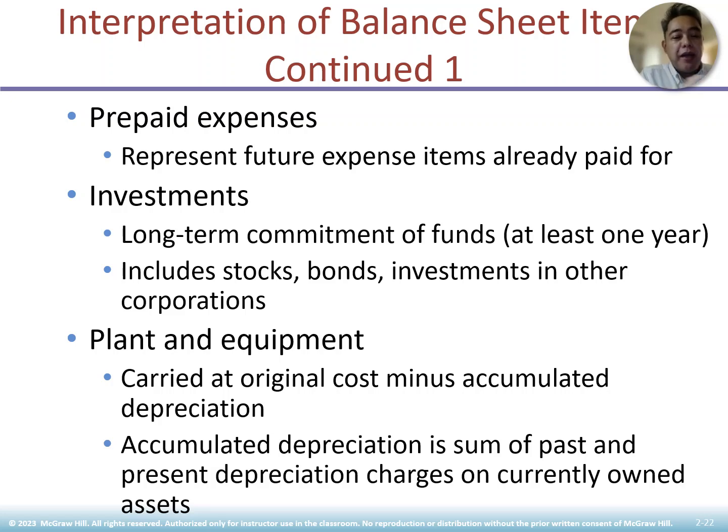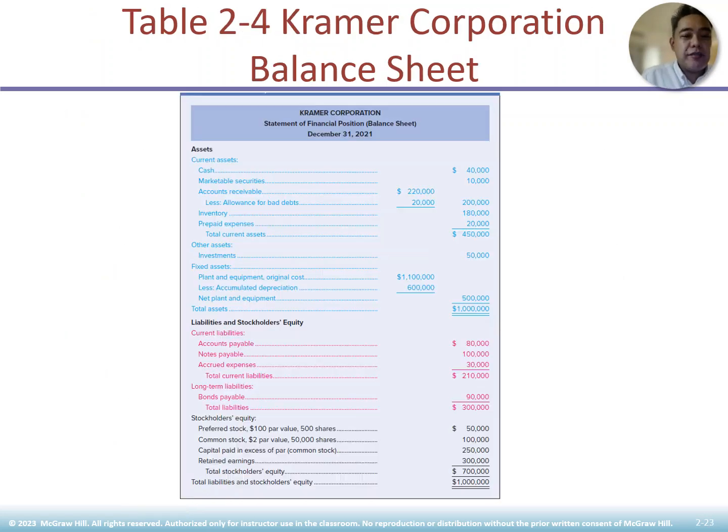Now, accumulated depreciation, which can also be accumulated amortization, is the summation of the past and present depreciation charges of currently owned assets. So right now, you have the current assets, you have other assets or non-current, and that's the presentation on the balance sheet. Then you have here the current liabilities and also the stockholders' equity.